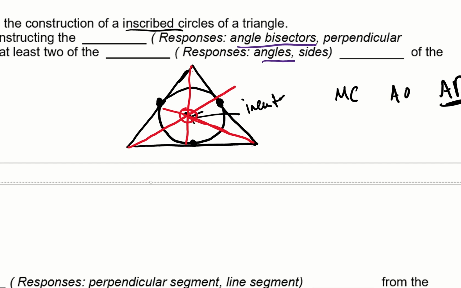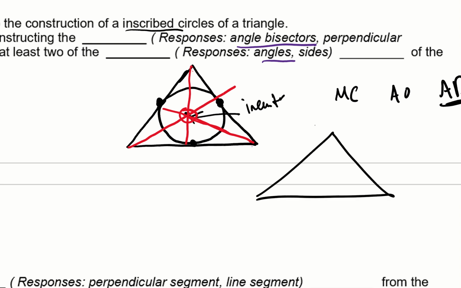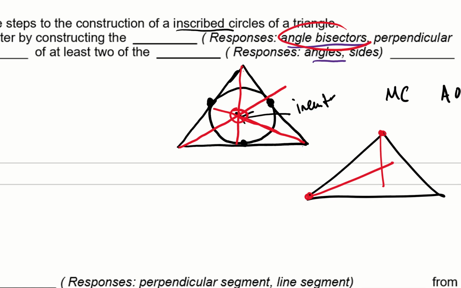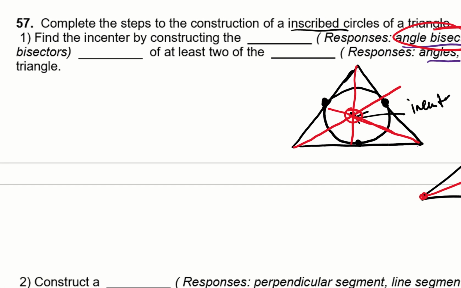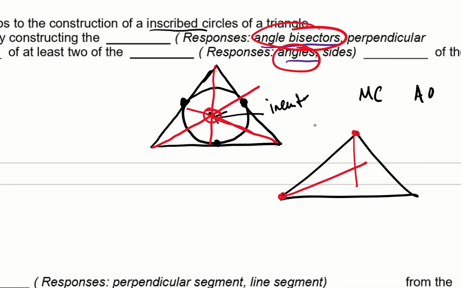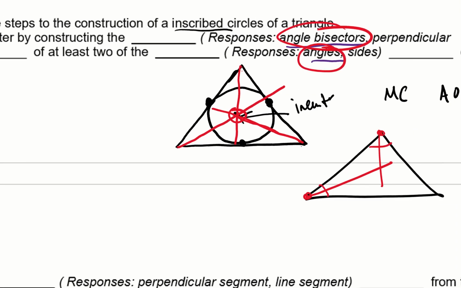So the first step in constructing the inscribed circle is to find the angle bisectors for each part, for at least 2 of the vertices of the triangle. So that's the first step. First step, find the incenter by constructing the angle bisectors of at least 2 angles. In this case, these angles here.